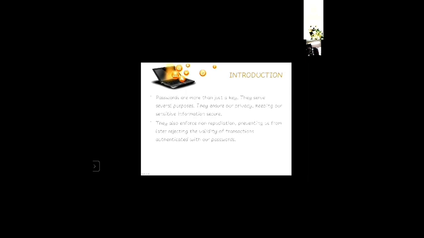The main introduction of this part is passwords at present are not just like a key. They serve several purposes. They provide privacy, keeping sensitive information very secure. They also enforce non-repudiation, and prevent us from later rejecting the validity of transactions with other passwords.